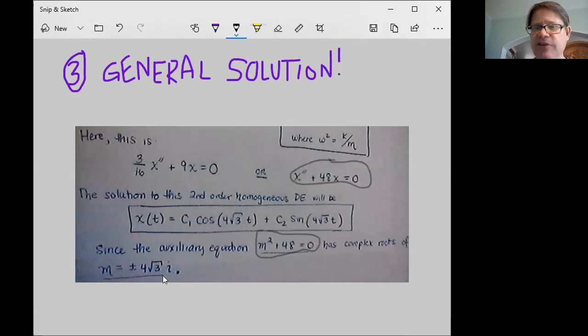And that means because we have these two purely imaginary roots to the auxiliary equation, our solutions are not going to be exponentials. They're going to be sines and cosines. In particular, we're going to have the cosine of 4 root 3 t and the sine of 4 root 3 t. Those are our y1 and our y2. So our general solution from our theory from chapter 4 is a linear combination of those two: C1 times the cosine of 4 root 3 t plus C2 times the sine of 4 root 3 t. That's our general solution for our equation of motion.